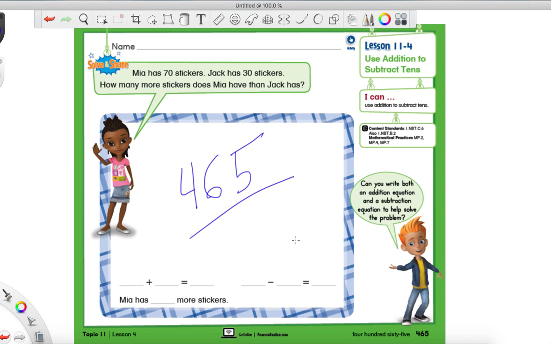This is the page we are going to start off on today for lesson number 4. Now we're working in unit 11, where we have been subtracting tens. And we're working with some big numbers here. So if you have your book and the video is still playing, we're going to keep on rolling. Let's see what they have us doing today. It says, Mia has 70 stickers. So I'm going to go ahead and circle that. Jack has 30 stickers. And they want to know how many more stickers does Mia have than Jack.